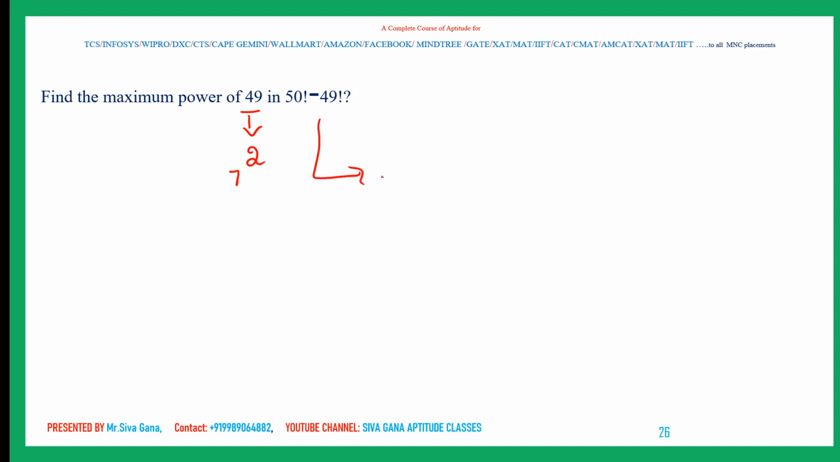So 50 factorial minus 49 factorial, how to write this? 50 factorial can be written as 50 into 49 factorial minus 49 factorial, which is nothing but 49 factorial into (50 minus 1), which is 49. We need the maximum power of 49, remember.